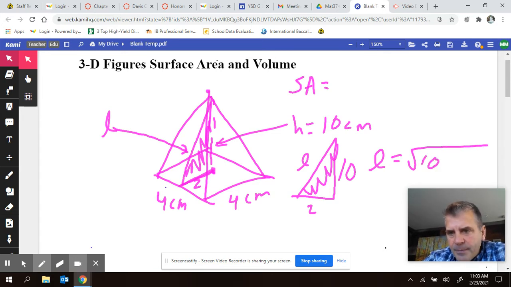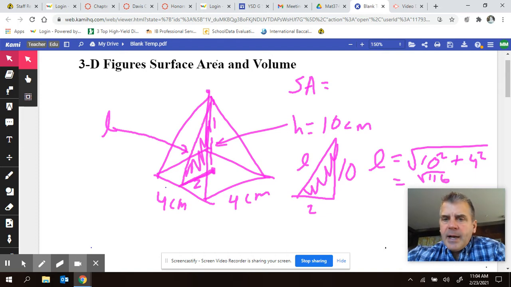If you think about it, a little bit of your past work, the length of that slant height is going to be that 10 squared plus 4 squared, and you have to take the square root of that. So in other words, the square root of 116. All right, if you do that calculation, let's do an approximation of that. That's about 10.8.